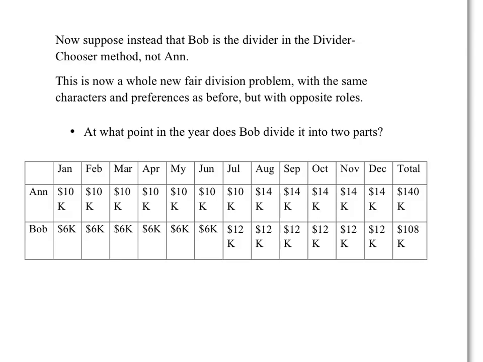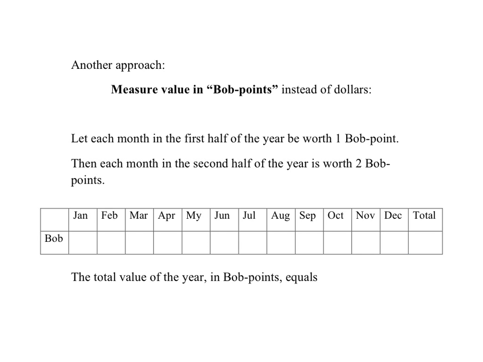The key beginning observation is that the whole year is worth $108,000 to Bob, and since half of $108,000 is $54,000, he has to divide the year into two $54,000 pieces, two shares that are each worth $54,000 to him. Now we could figure that out by starting at January 1st and counting forward until we've accumulated $54,000 worth of value to Bob, but there is an easier way. The easier way, which might not be dramatically easier, but many students find it helpful, is to measure value in Bob points instead of dollars.